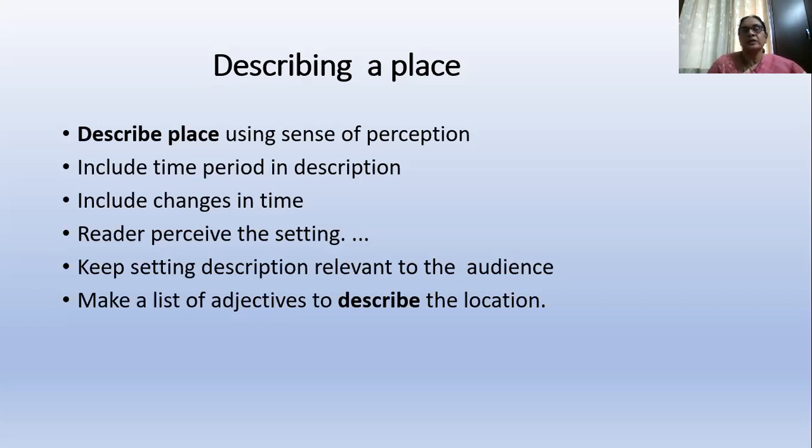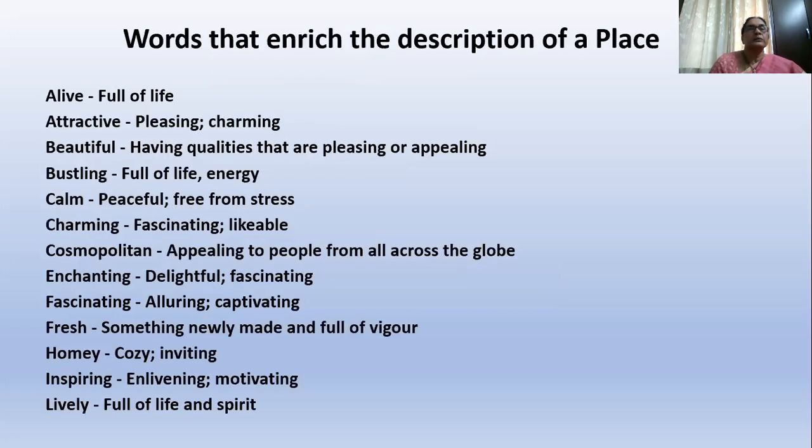Mostly we use adjectives for objects and locations, places, cities and towns. So see that you use appropriate adjectives. That's why it helps to have a list, so you can select from it. What are the words that enrich the description of a place? We are now talking about words that enrich the description of a place. We can say it is alive with a beautiful setting.